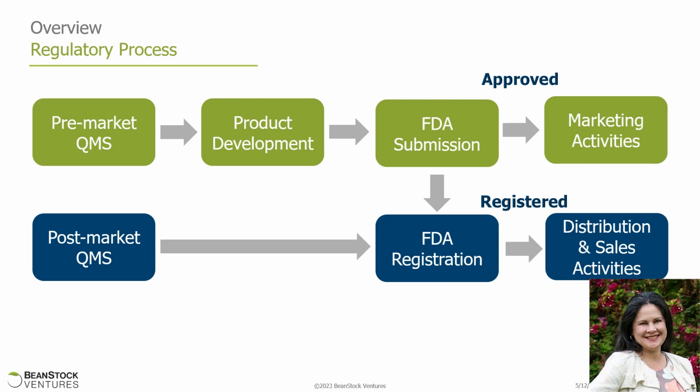At a high level, there are requirements at the pre-market and post-market. Pre-market includes your product development processes, QMS, and design history file, followed by your FDA submission. FDA submission is required and approval is required for you to conduct your marketing activities. So you cannot market your medical device without FDA approval. Followed by your marketing activities, then comes post-market activities. Typically, post-market activities are done in parallel with product development. It is required for you to be registered with the FDA so that you can distribute and sell your medical device.